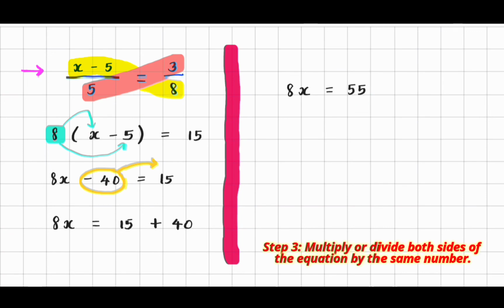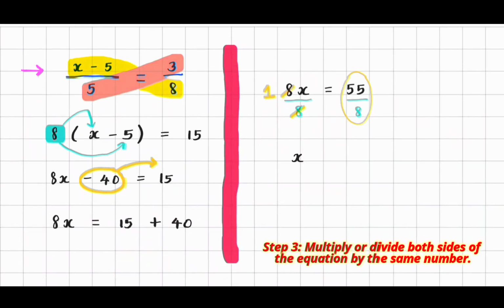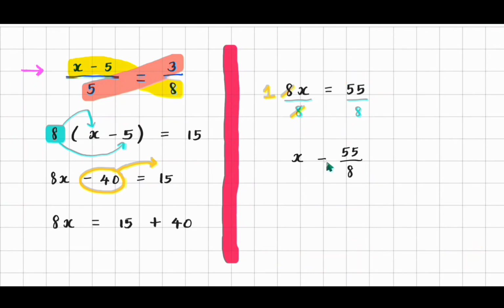Now step 3. Multiply or divide both sides of the equation by the same number. Here what we want is an answer like x on its own on the left of the equal sign. But the multiplication by 8 is in the way of that. So to remove it, do the opposite, in this case divide by 8. Just to keep the balance, do it on both sides. So 8 divided by 8 is 1 and 1 times x is x. Hey, we cannot divide 55 by 8, so leave it as it is. Hence our solution is x equals 55 over 8.